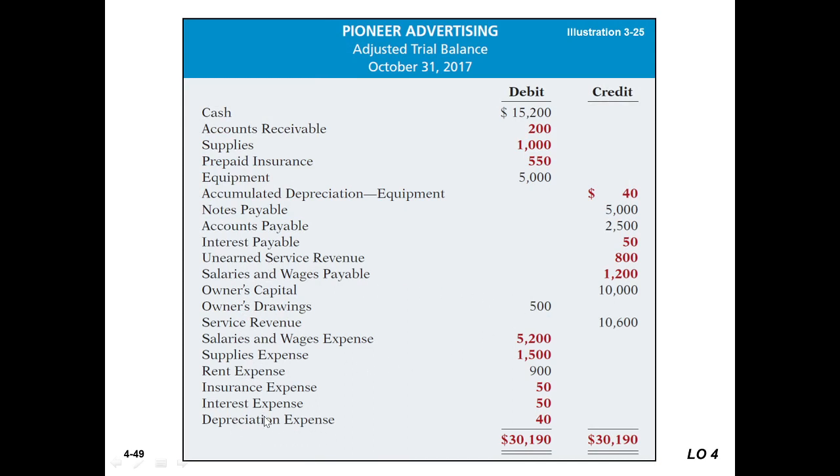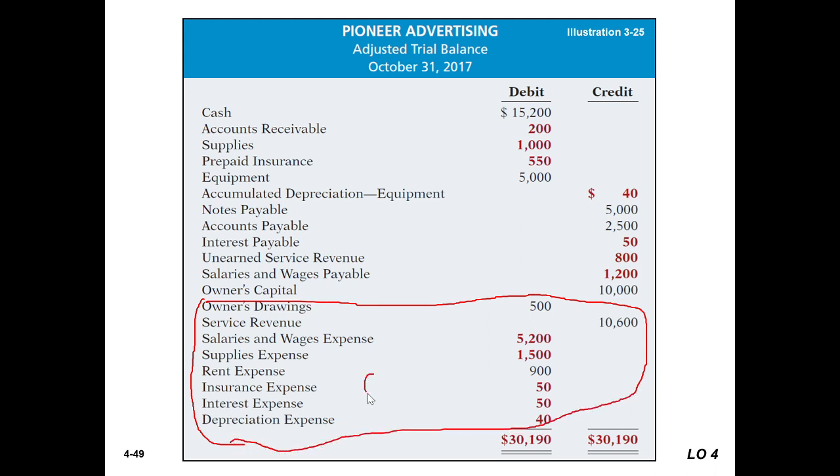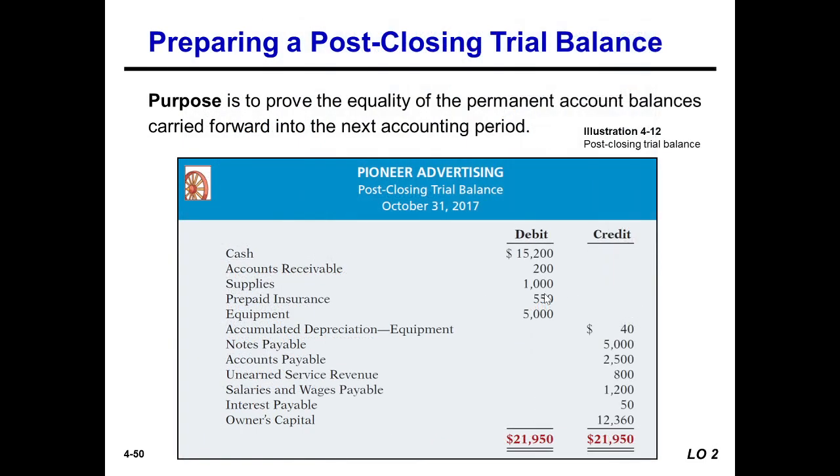Here we have depreciation expense, interest expense, insurance expense, rent expense, supplies expense, salaries and wages expense, revenues, and drawing: 1, 2, 3, 4, 5, 6, 7, 8. These 8 items are already closed at the end of the accounting period. And these 12 items are the permanent items. They must not be closed.